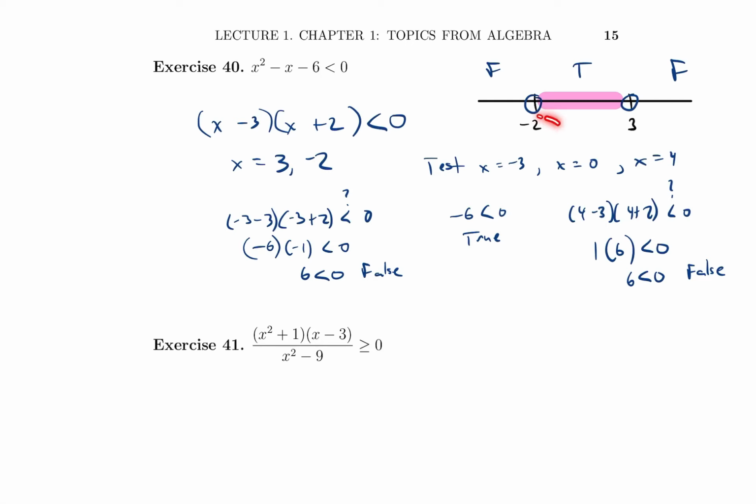So our solution set is the values that are between, not including, negative 2 and positive 3. And in interval notation, that would look like this: negative 2, comma 3. That's the interval notation.